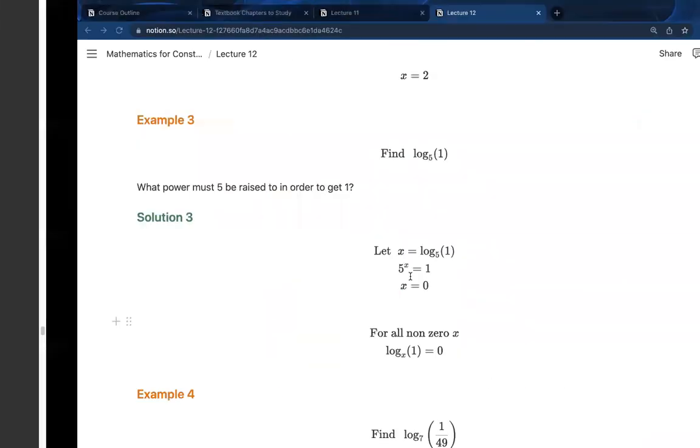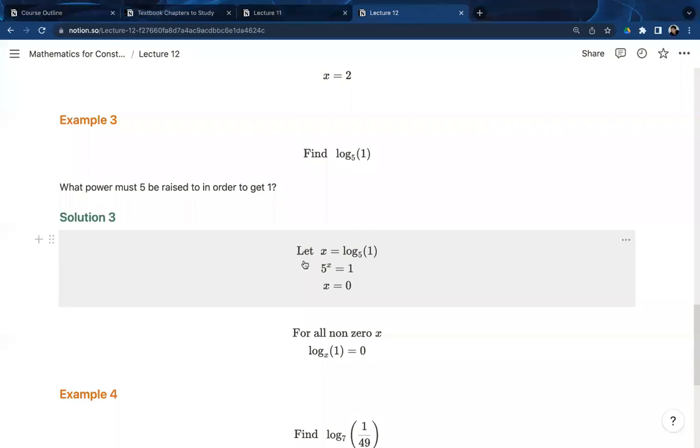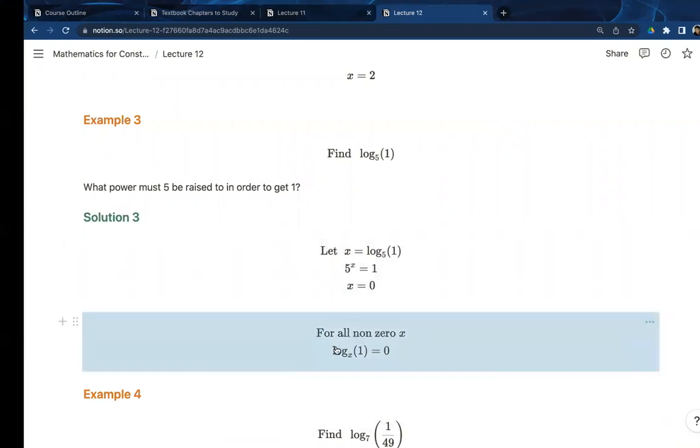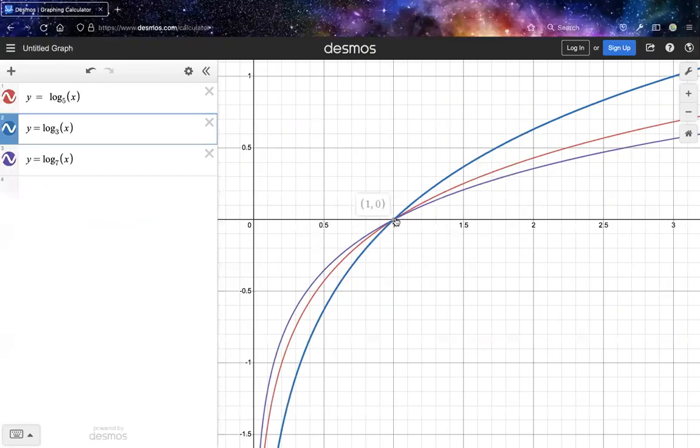That's because of this rule here. It doesn't matter what the base is once it's non-zero. Log of 1 is always 0. So when x is 1, the value is 0. So you're seeing it here. This is log 5x, log 3x, log 7x. These are different logarithmic functions, but different bases, right?